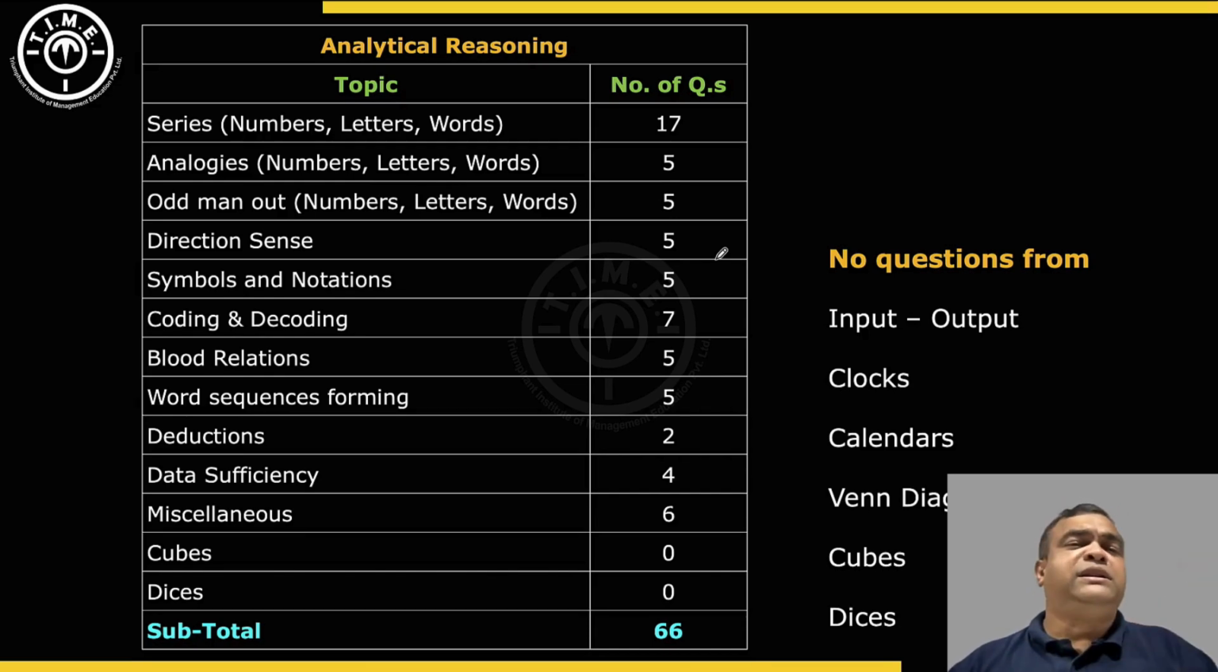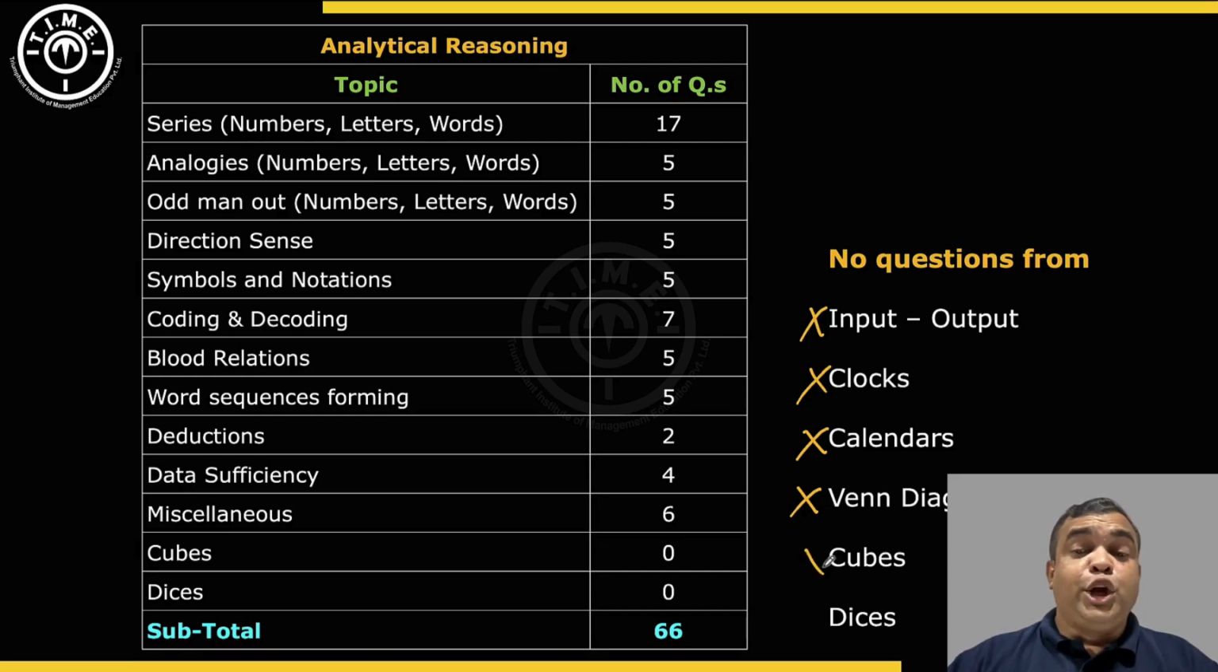However, there are certain types of questions which were not asked. So let's first work on the types of questions which were not asked. No questions from input output, clocks. There was a question on clocks in abstract reasoning, but not in the logical reasoning part. Then calendars, Venn diagrams, no question. Cubes and dice, there were some questions in the abstract reasoning area, but not in the logical reasoning section. Fine. So these are the areas where the questions were missing.